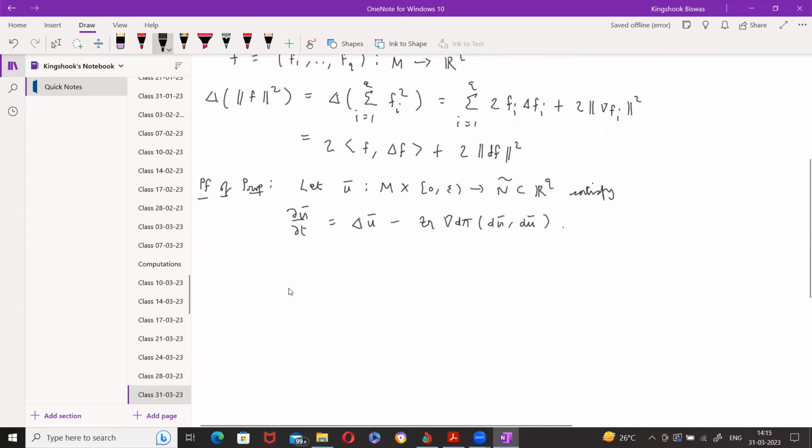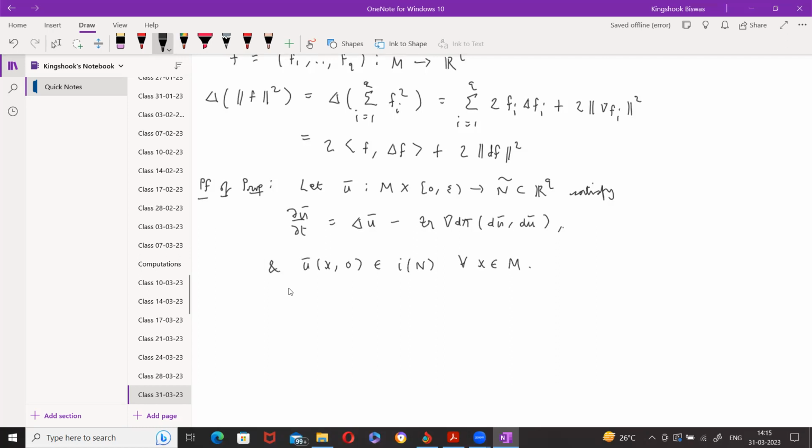So we want to show that u bar takes values in I of N, given that u bar of x0 is in I of N for all x in M. Okay, so how can we do this?